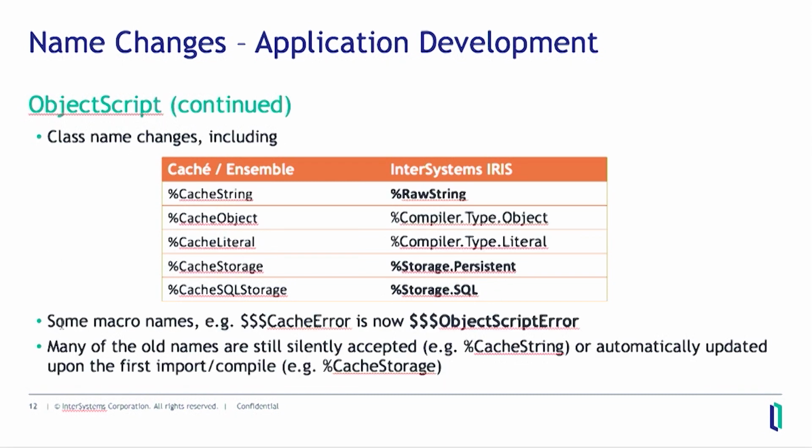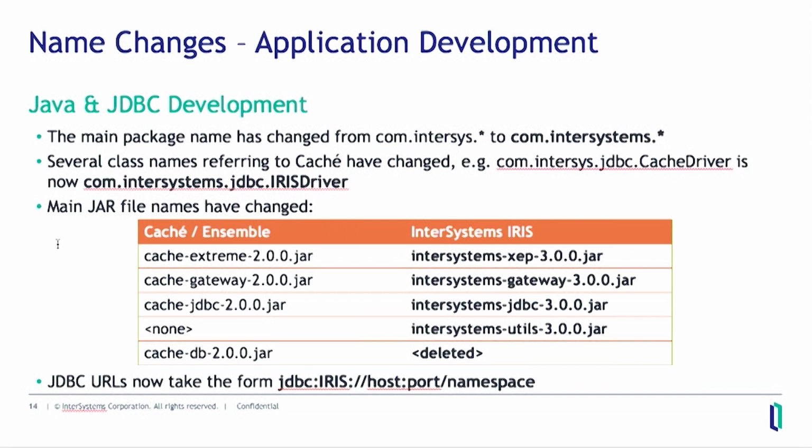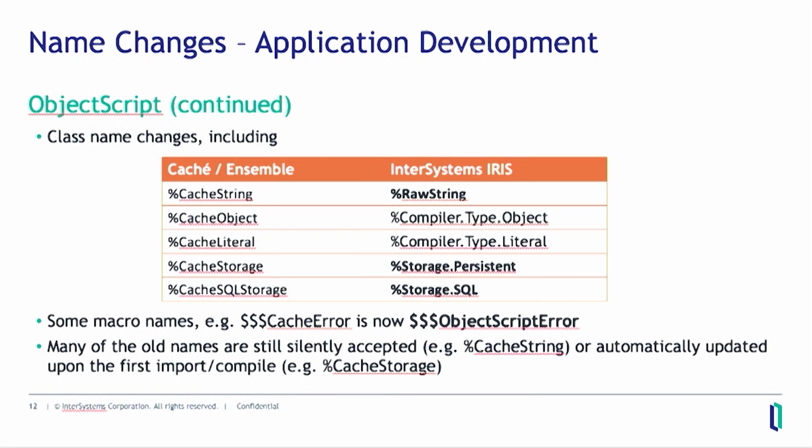Other name changes. For ObjectScript or for classes, the types, so Caché string becomes raw string. In general, the same philosophy here, where we're making changes over to other environments.